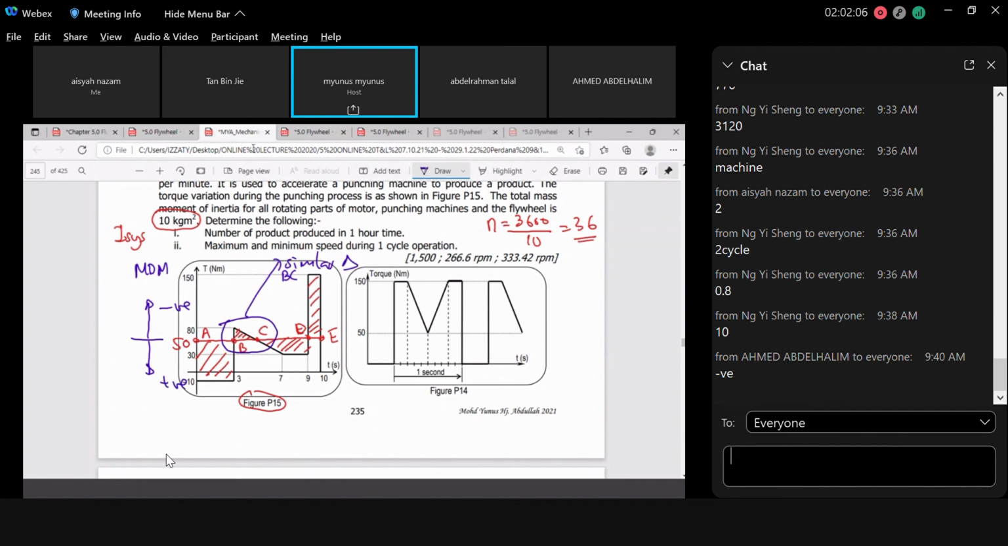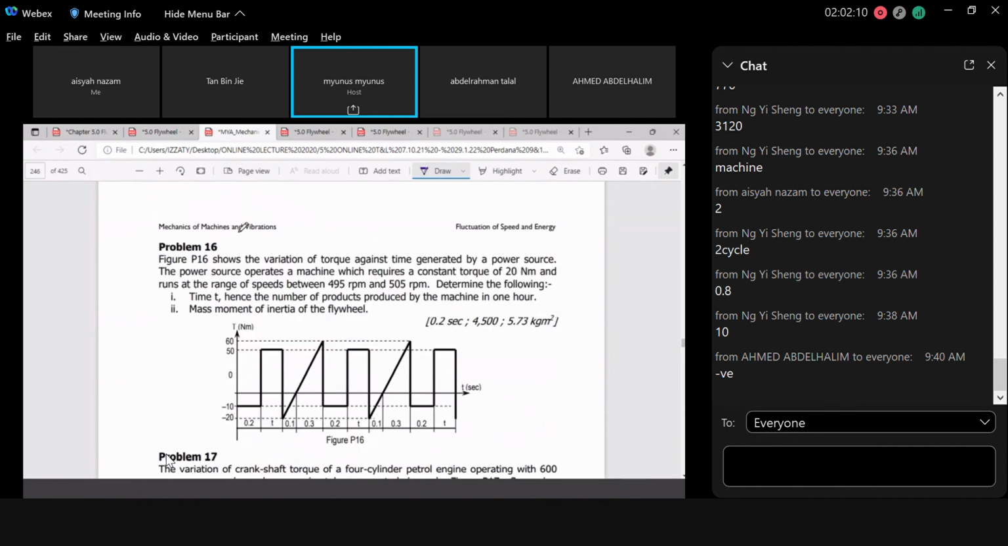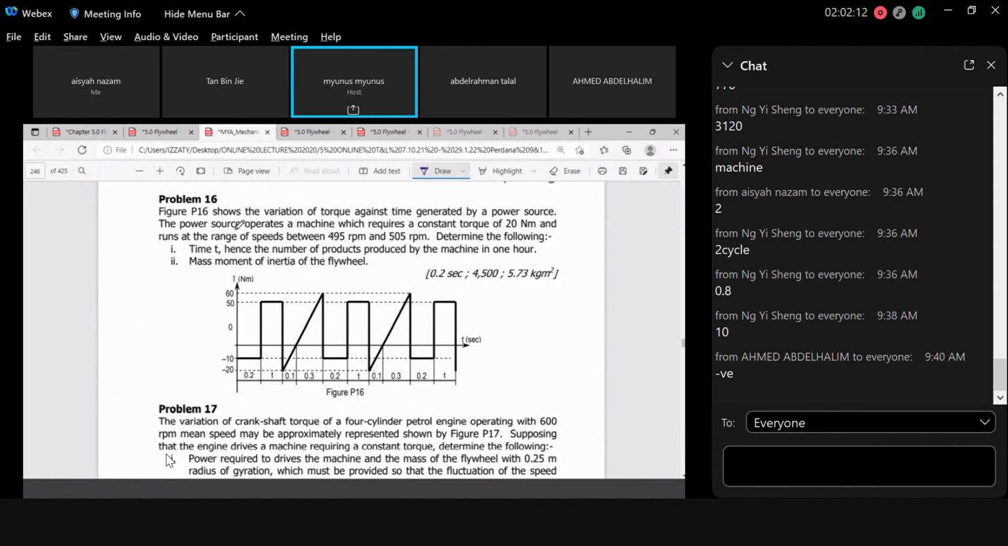So before we close our session today, this is going to be the last one. Then I'm going to show you how to check whether the answer to the question is correct or not. Remember that. Look at problem number 16. Again, this is power generated by a power source that operates the machine. We do not know what type of power source this is. It's not coming from a motor, which doesn't tell us now.